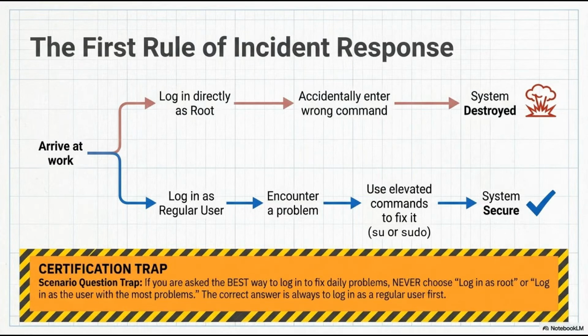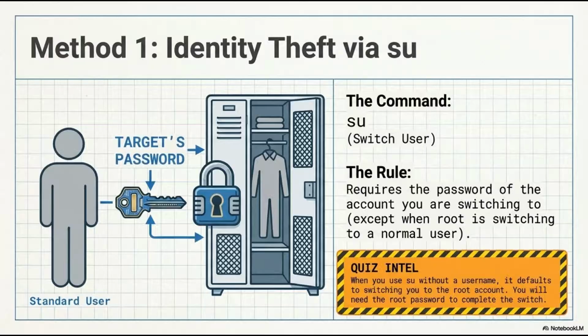That makes total sense. And that forced gear shift requires specific tools. Let's look at the first method on slide 4, titled Method 1, Identity Theft via SU. The SU command, yeah. Although, I gotta say, I take issue with the theft part of the slide's visual. You aren't stealing someone's locker combination. I'd say you are borrowing a disguise. I like that. Disguise is a much better way to think about it. Right, because the SU command, which stands for switch user, requires you to know the target user's password. You are willingly putting on their uniform.